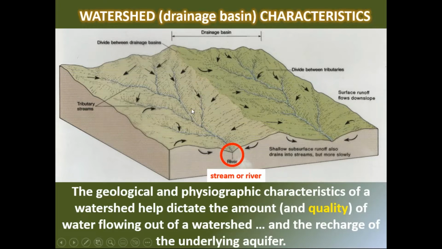and also the quality. And I've highlighted that word in yellow. The quality of water flowing out of a drainage basin is also tied into its geological and physiographic characteristics. So this is a kind of a big topic here we'll be covering next. And I highlighted the word quality in yellow because water quality means different things to different people, and it depends on the context in which you're using it.